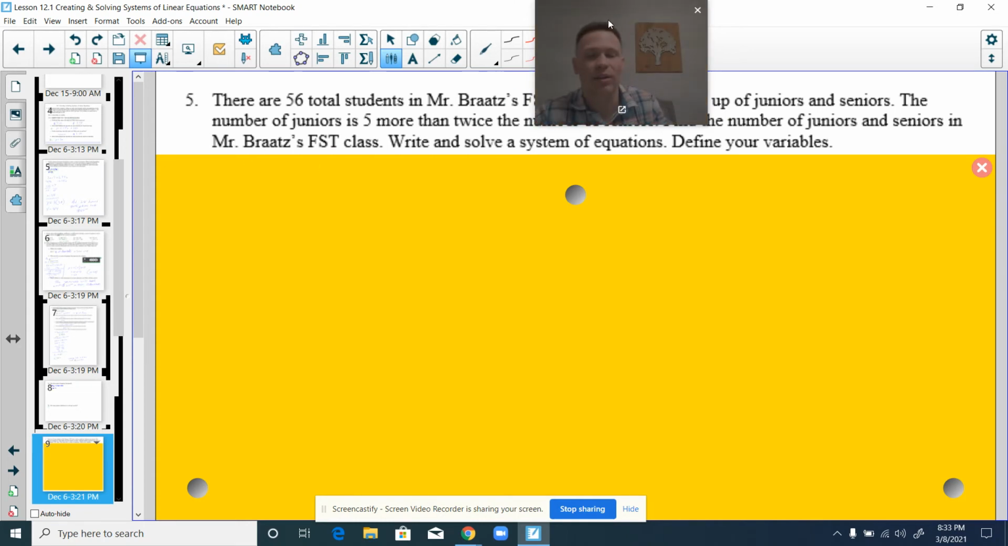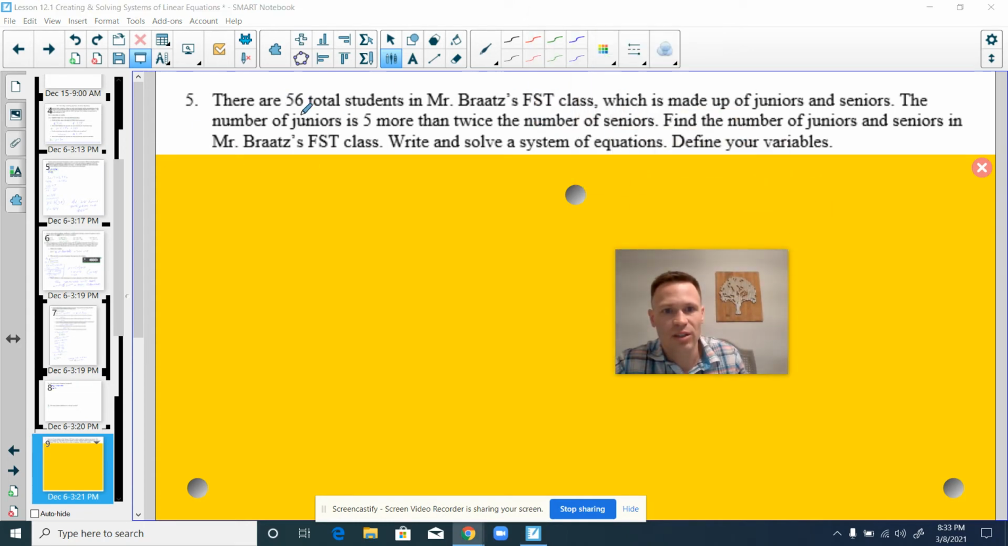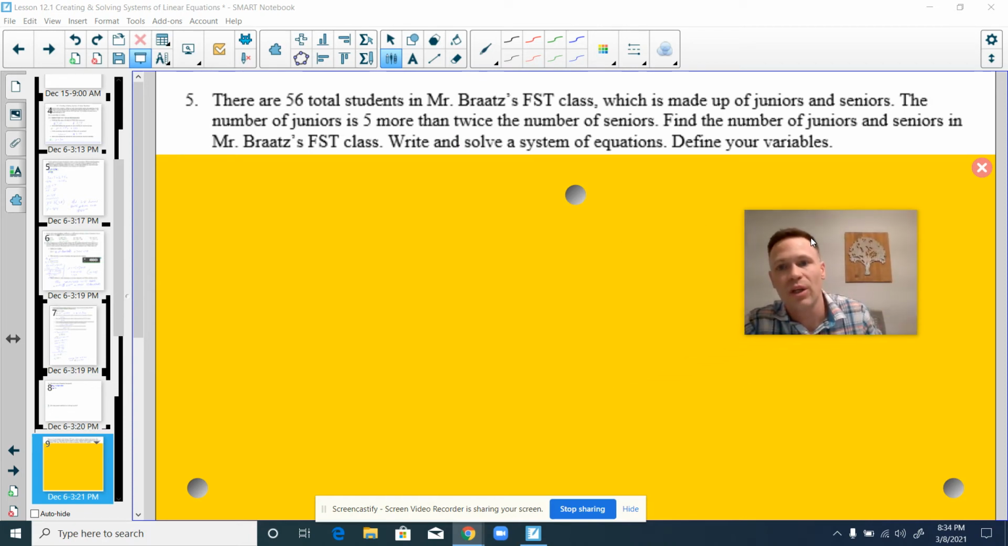All right, question 5. There are a total of 56 students in Mr. Bratz's FST class, which is made up of juniors and seniors. The number of juniors is 5 more than twice the number of seniors. Find the number of juniors and seniors in the class, right? Solve a system of equations to find your variables. So this sentence right here is where we're going to get our first equation from.